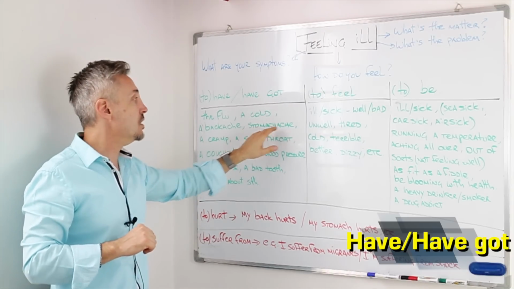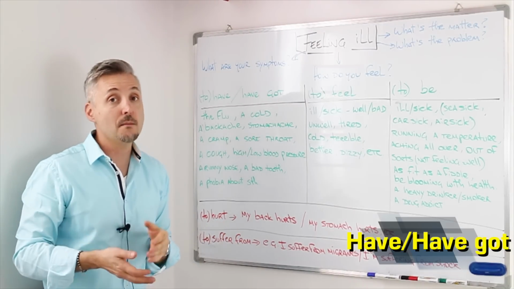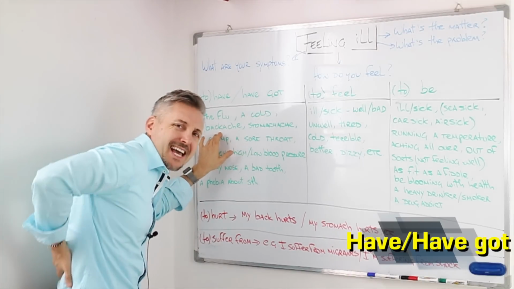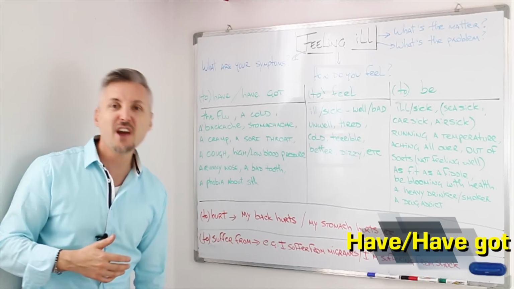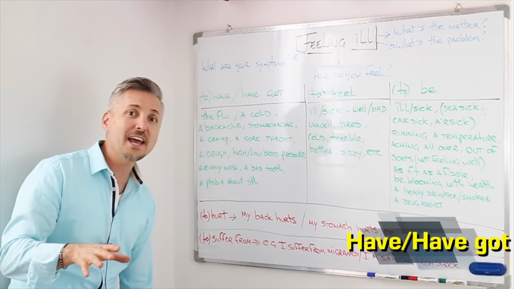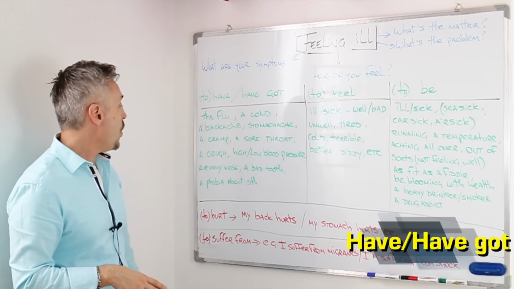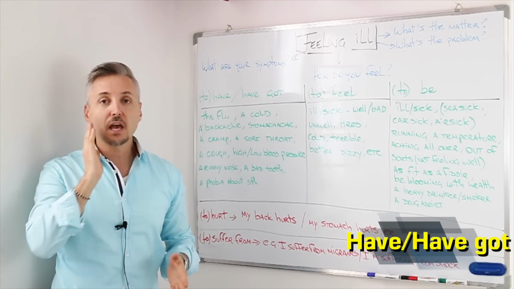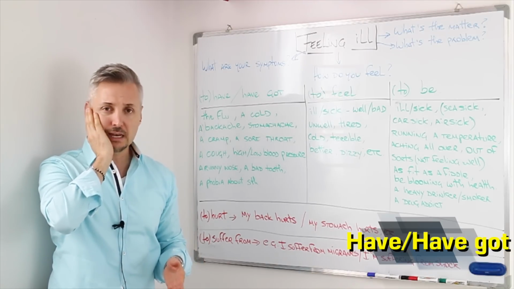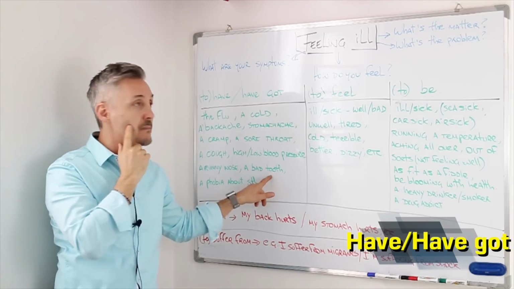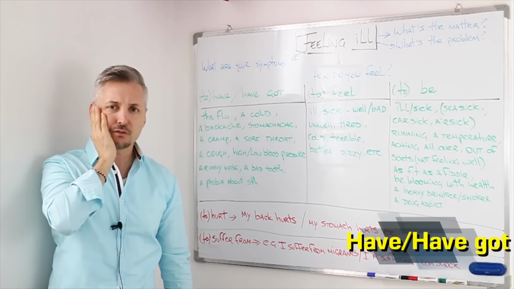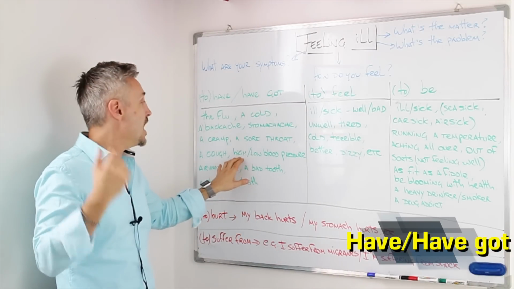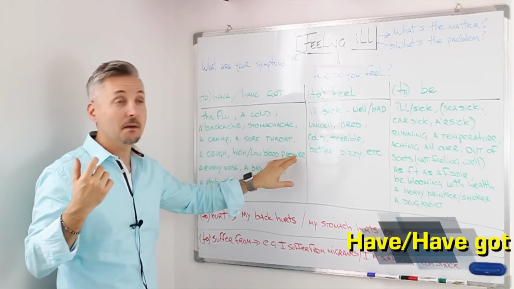Then I have a stomach ache. You can have a stomach flu also, a stomach ache, or a back ache. I have a cramp. Or you can say, if you go to the dentist and you feel pain in your mouth, I have a bad tooth. Maybe you have a cavity. You can also have high or low blood pressure.